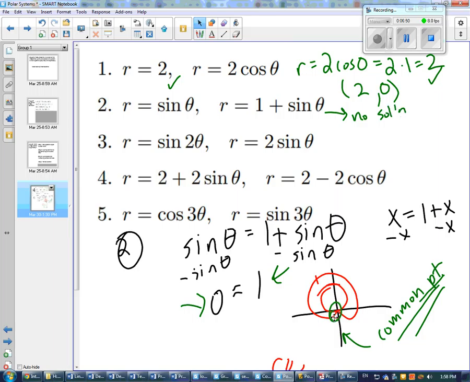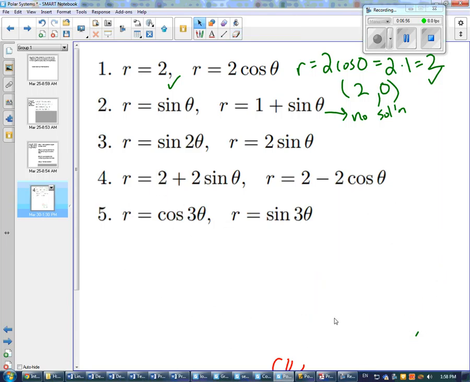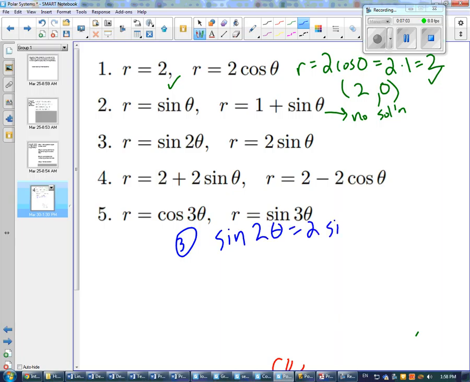All right, let's take a look at number 3. So we have sine 2 theta equals 2 sine theta. Now, it looks like I have the same trig ratio because they are both sine, but the argument, that's the stuff inside the trig function, is not the same. One of them is 2 theta and one of them is theta. So it doesn't actually count yet as being the same.